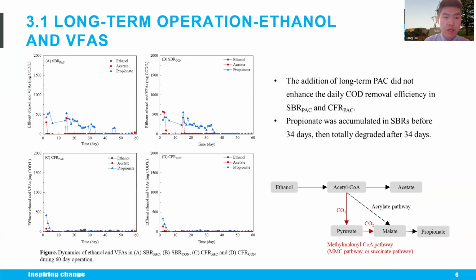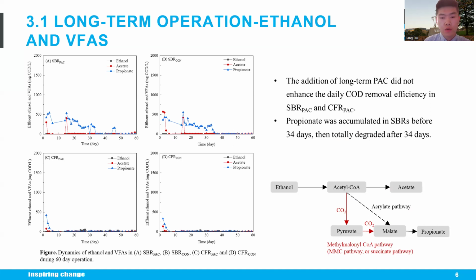And I just found the metabolic pathways from the KEGG database. And we found, okay, there are two possible pathways to generate propionate from ethanol. One is the MMC pathway, or succinate pathway. Another one is the acrylate pathway. And the MMC pathway has carbon dioxide participation.